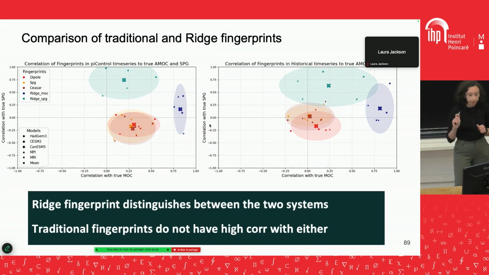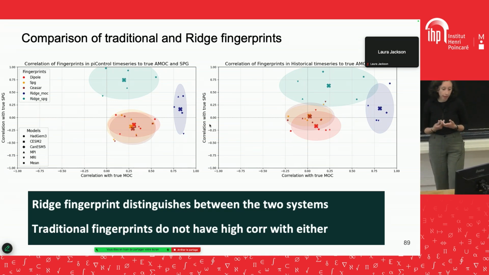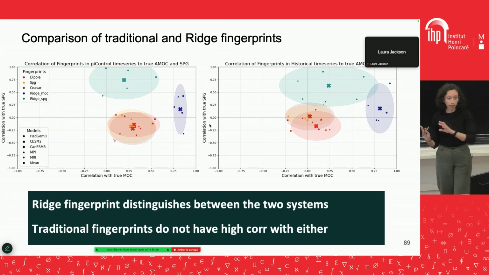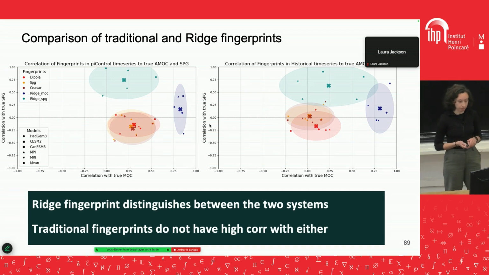And on the right, I have the historical time series. Here we have some overlap within the ridge fingerprints, but that overlap exists in the traditional fingerprints too, where they actually also move a little bit to smaller correlation with the AMOC as well.